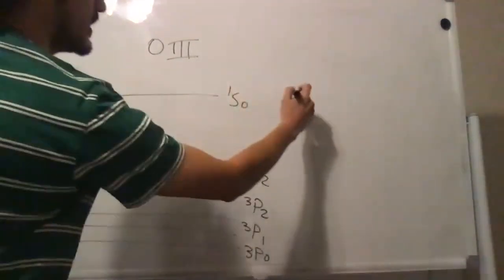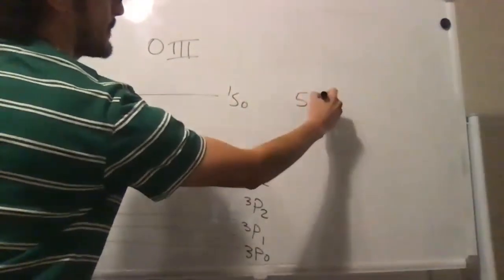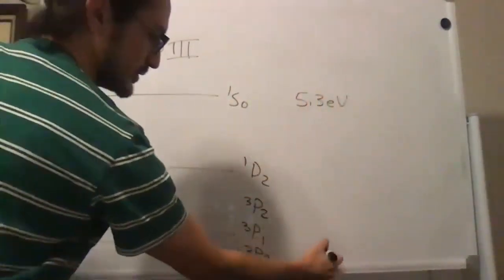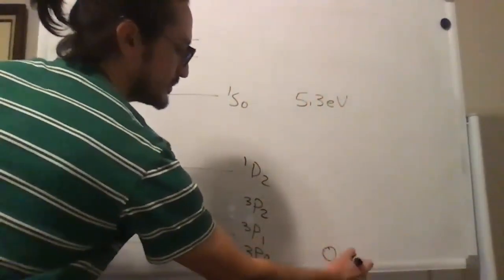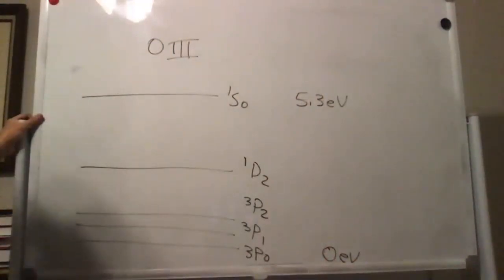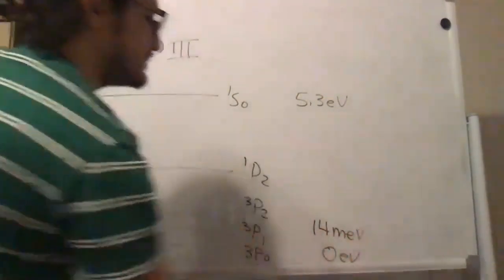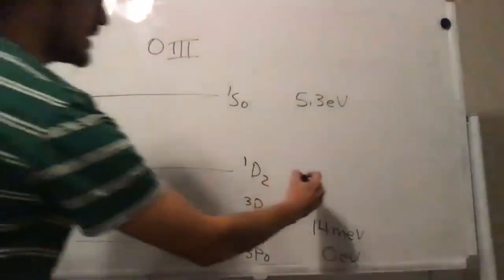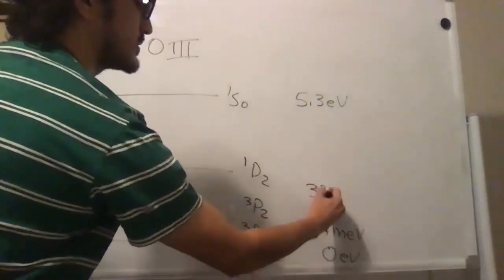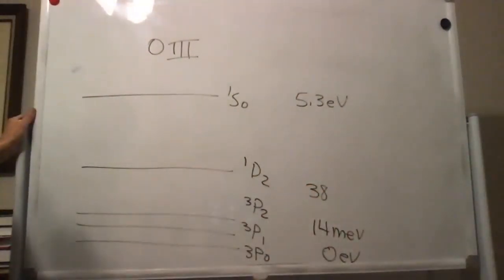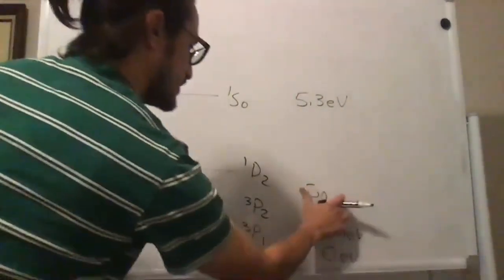This one is 5.3 eV, so this will be 0 eV, the ground state. This one will be 14 MeV. This one will be 38 MeV. Sorry, this one.